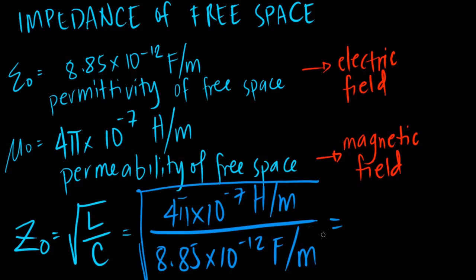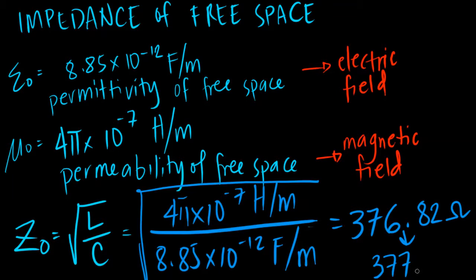Let's root that, grab our calculators. This will give us the exact value. But the constant given to us is 377 ohms. So, it's not very far off. What we have is 376.82 ohms, which is where the constant of 377 ohms comes from, as given by other sources.